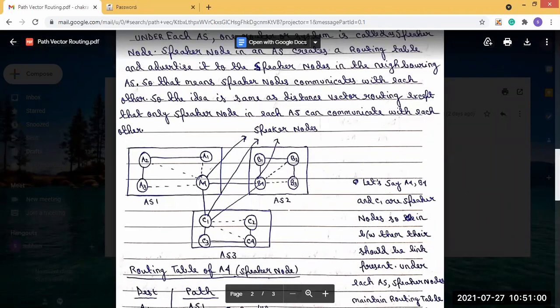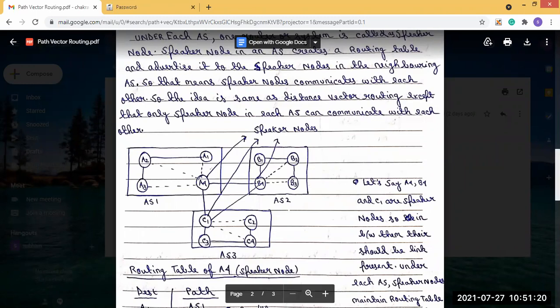Same as that, for autonomous system two, there are also four nodes present, and among them, B4 is the speaker node. For autonomous system three, we have C1 as the speaker node. So what is the purpose of the speaker node? Under each autonomous system, one node is called the speaker node.